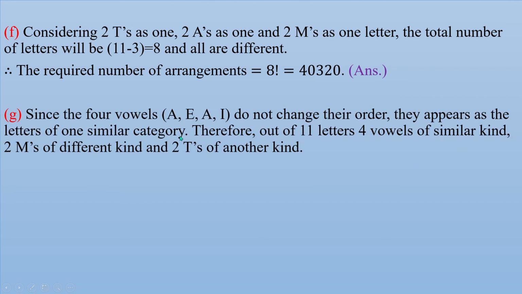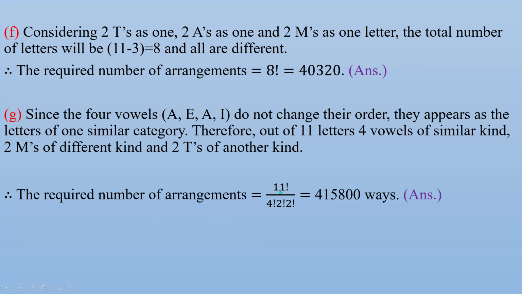Z number, the vowels don't change their order. I have explained, just follow the solution. Since the 4 vowels A, E, A, I don't change their order, they appear as the letters of one similar category. Therefore, out of 11 letters, 4 vowels of similar kind, 2 M's of another kind, and 2 T's of another kind. Therefore the required number of arrangements is equal to 11 factorial divided by 4 factorial into 2 factorial into 2 factorial. This is equal to 415,800. This is the required answer.